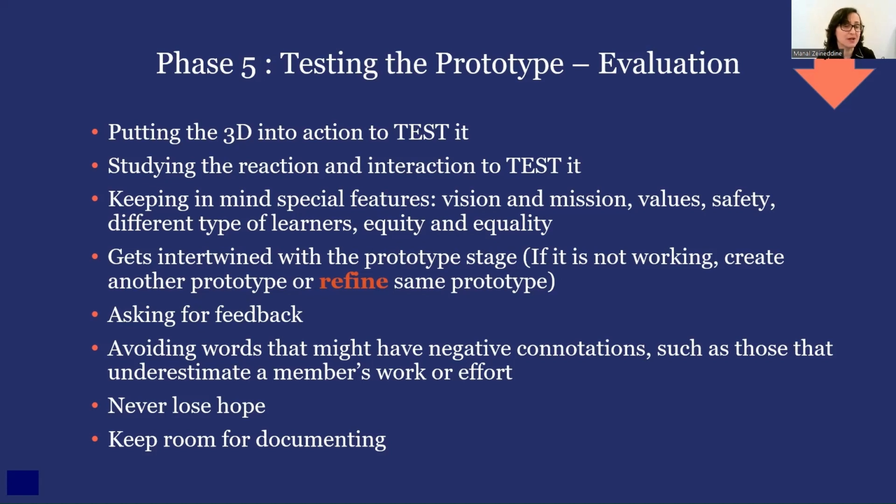It has to be on ground, in the hands of those involved. And we're studying here the reaction and interaction to test it. And we're keeping in mind vision and mission is always on our mind, the values, the safety, different types of learners, equity, equality, etc. And here we get intertwined with the prototype stage, because here, if it's not working, create another prototype or refine the same prototype. So it's like you're always testing and asking yourself, do I move further or not? You're asking for feedback in this phase 5.